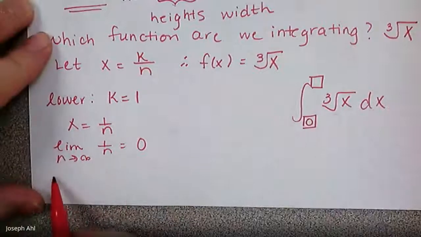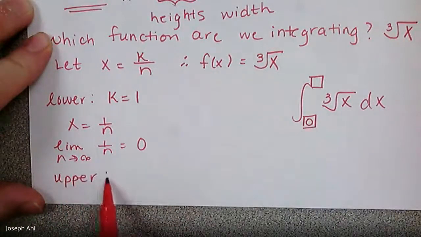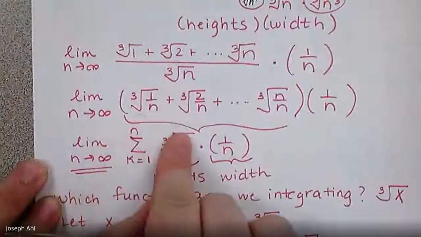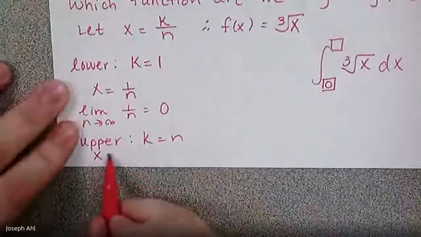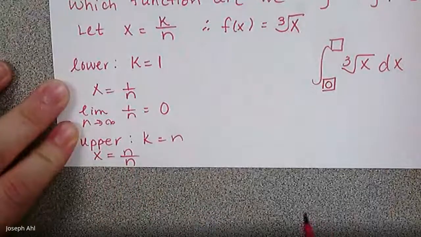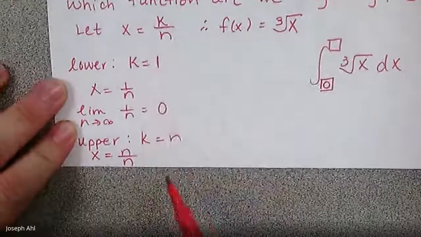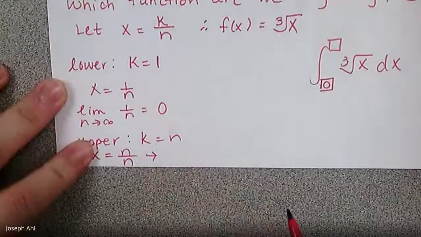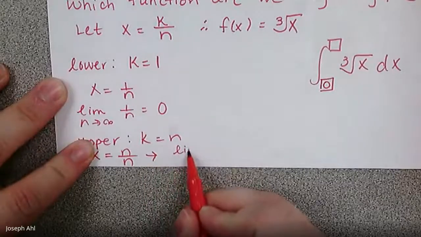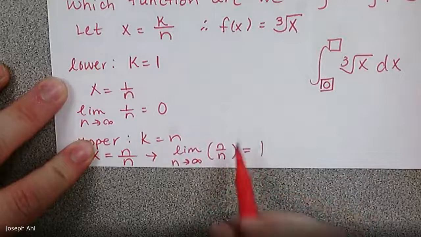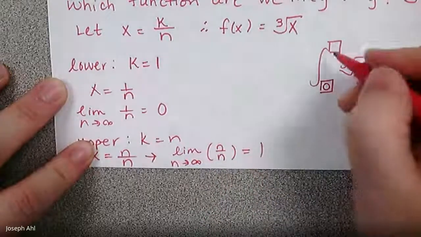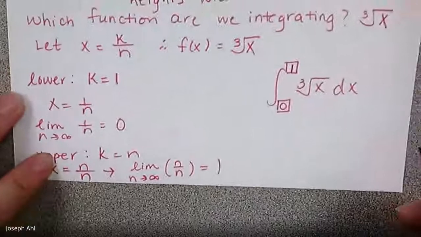And similarly, the upper limit, I'm running out of space here, but the upper limit is when k equals the upper limit of my summation, which is n. So if the upper limit occurs when k equals n, then x would equal n over n, if x equals k over n. So the limit as n goes to infinity of n over n is just 1, because n over n is 1. That becomes the upper bound of my definite integral.